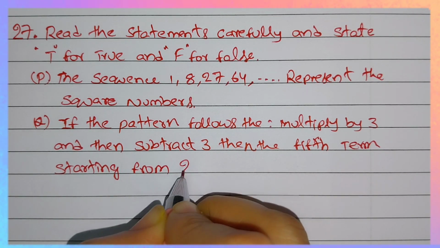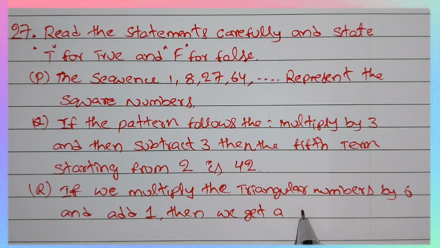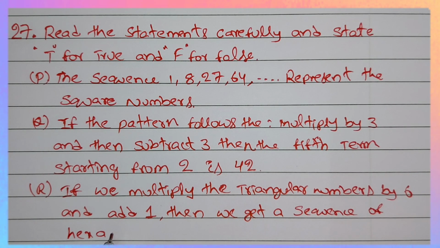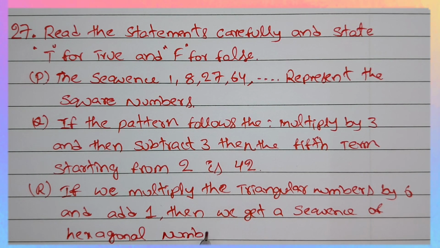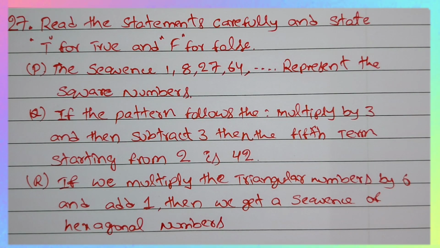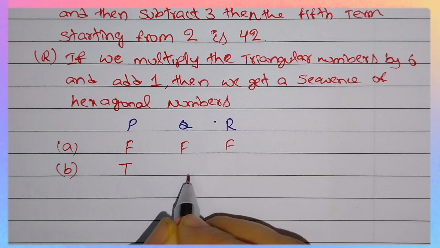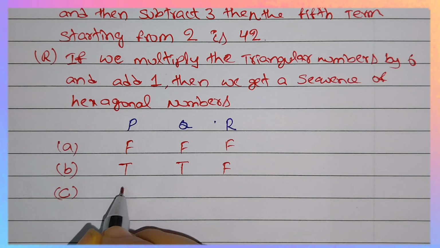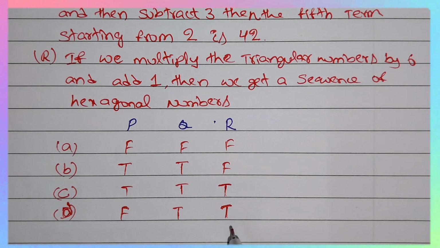R is if we multiply the triangular numbers by 6 and add 1, then we get a sequence of hexagonal numbers. So they gave that the triangular numbers multiplied by 6 and adding 1 give a sequence of hexagonal numbers. They gave 4 options. Option A is F, F, F. F means false, false, false. B, true, true and false. C, true, true and true. D, false, true and true.